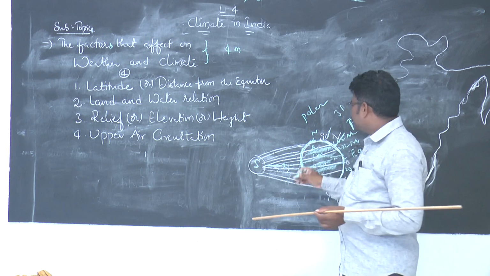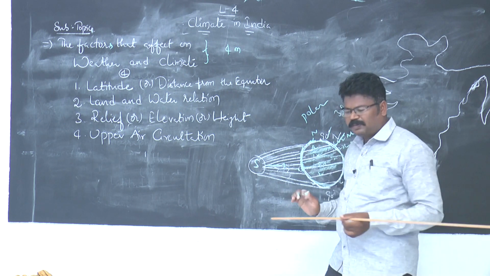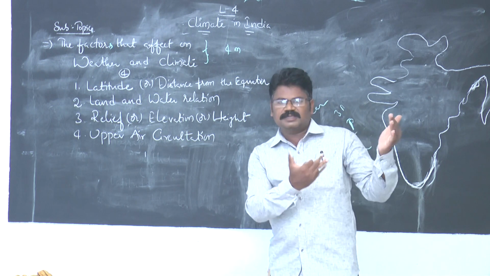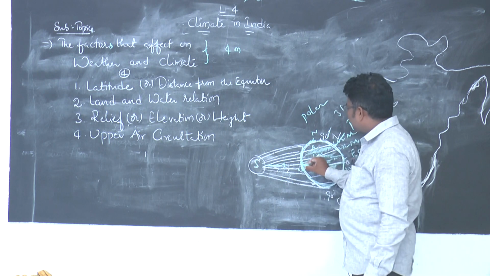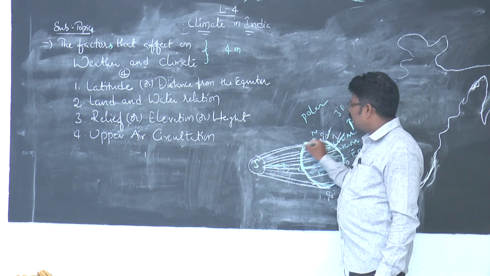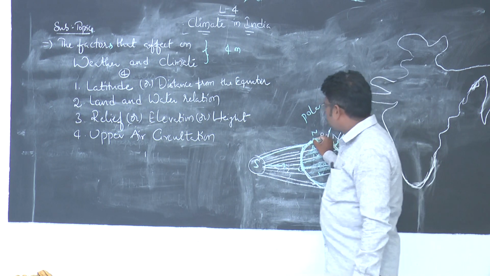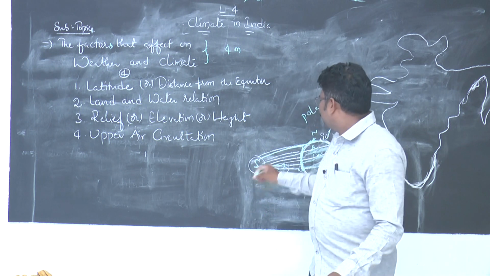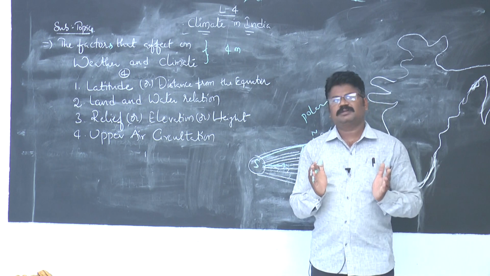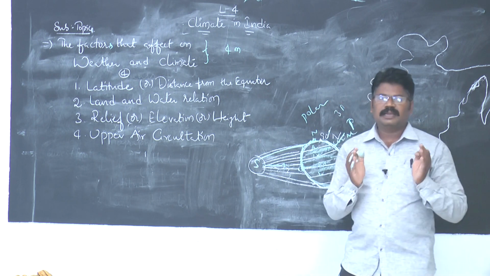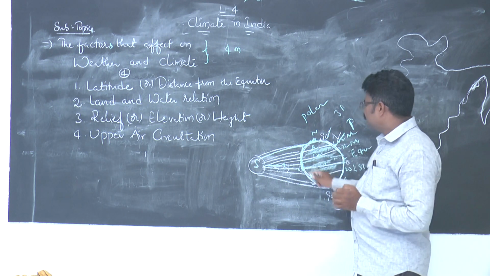Very, very important. Whereas moving from the equator to the poles, gradually the intensity of the sun's rays, or insolation, decreases. So we understand that compared to the equator, the poles are very far away from the sun. Due to that, the places receive less insolation. Due to that, we find less temperature, or cool temperature, at the poles. That's very, very important. Do you understand?